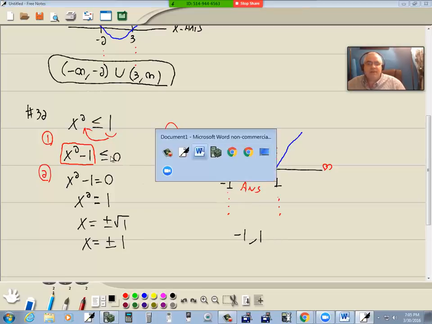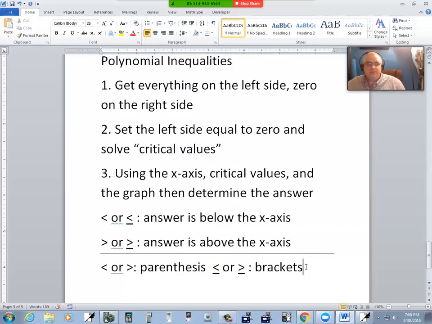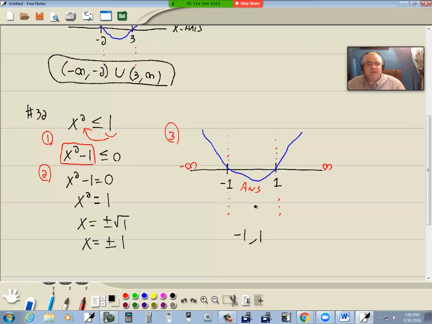Now it's a less than or equal to. Less than or equal to tells us to use brackets. So we'll put brackets around negative 1 and 1, and that would be your answer. Now all these are the same way. You have to do different factoring. Some of them use square root property. I don't think I see any that use the quadratic formula. Some you may have to factor by grouping, but they're all of the same type.